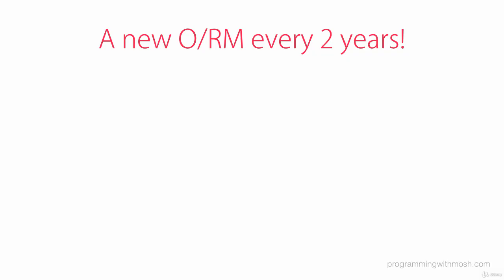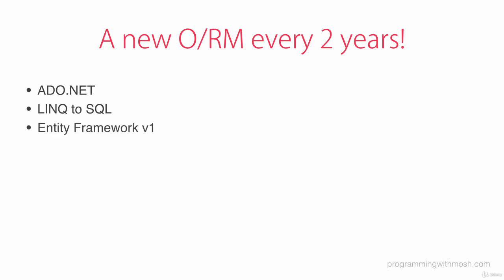A while ago, I read somewhere on a blog that on average every 2 years we get a new persistence framework, and I think that's very true. First we had ADO.NET, so we used SQL connection and SQL command to access the database. Then Link to SQL came along, but it didn't prove to be successful. Next, Entity Framework version 1 arrived, which had so many issues. Nearly at the same time, NHibernate got popular. Then after 4 versions, Entity Framework reached a stage that it was reasonable to be used in production.